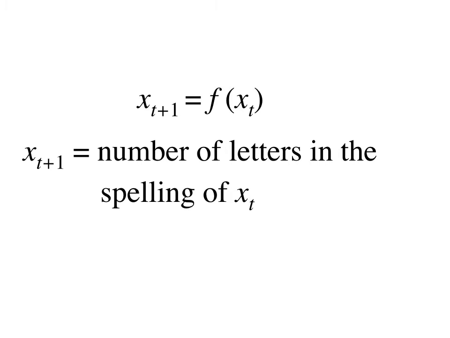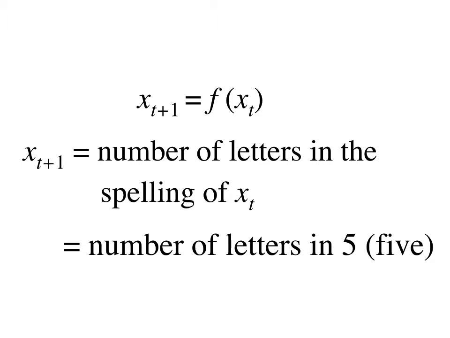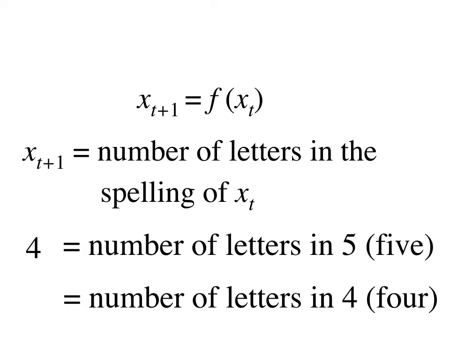So if x_t is 5, then the number of letters in 5 is 4, so x_t plus 1 is 4. Let's do it again. The number of letters in 4 is also 4, and this is called a fixed point. 4 maps to itself. The number 4 turns out to be special for this iterated map because every number eventually goes to 4, or in technical language, is a globally stable attracting fixed point.